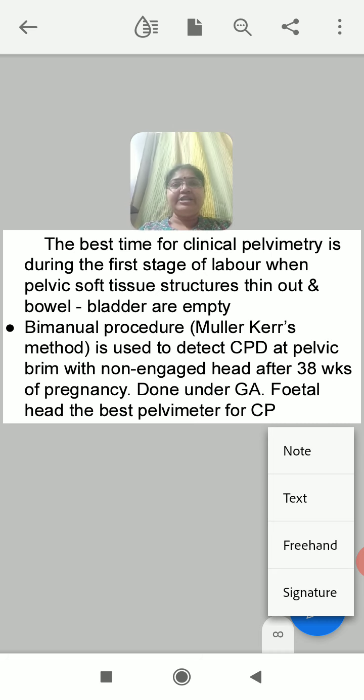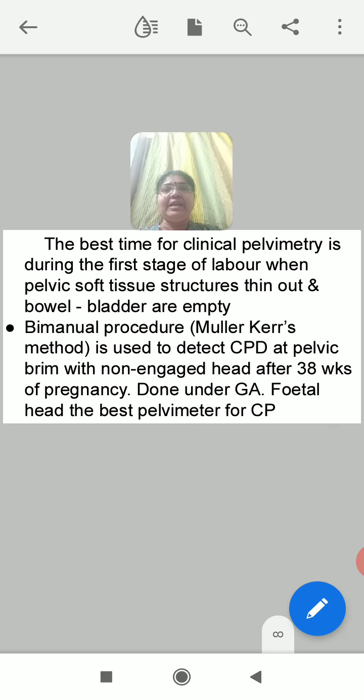It is done under general anesthesia, and the fetal head is the best pelvimeter for the contracted pelvis. So you can get the idea of contracted pelvis through the fetal head. It is the best parameter for assessing the contracted pelvis.